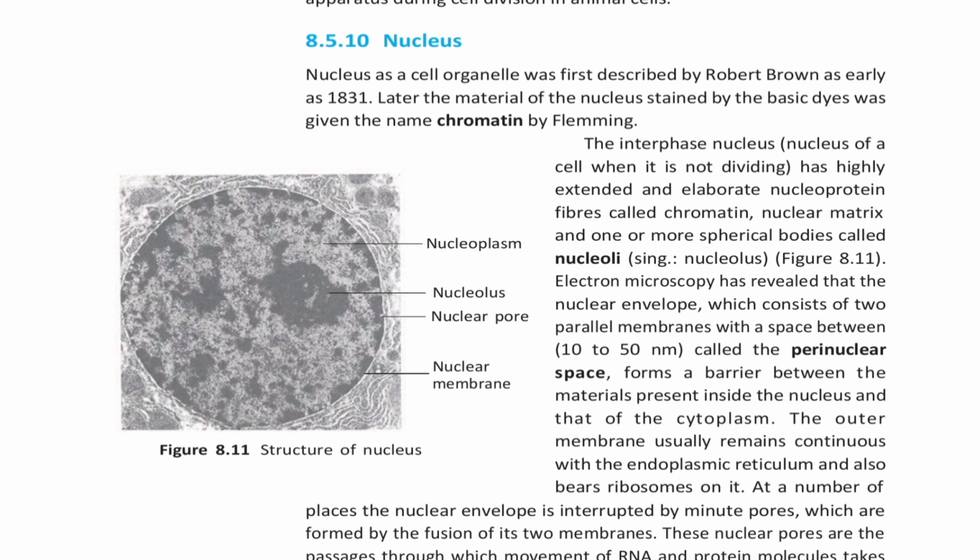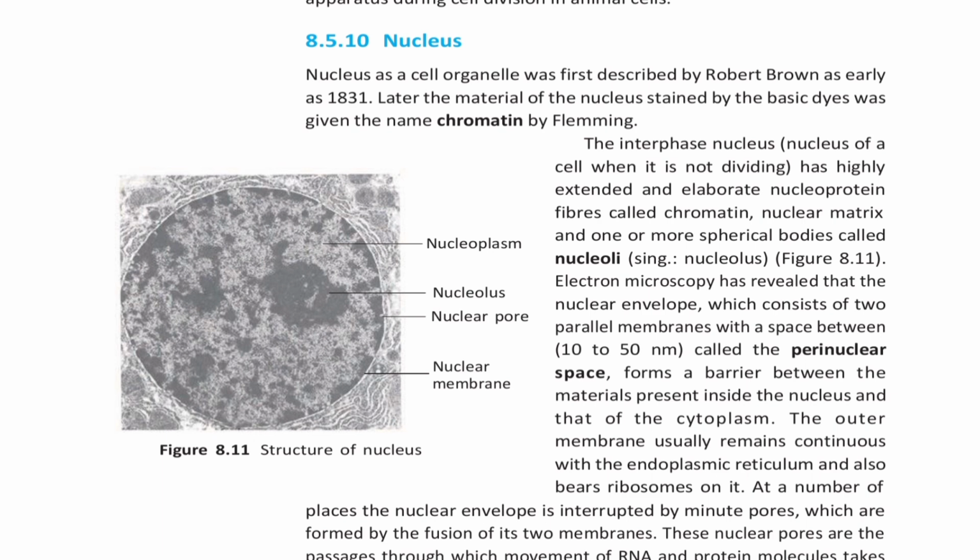8.5.10 Nucleus. Nucleus as a cell organelle was first described by Robert Brown as early as 1831. Later, the material of the nucleus stained by the basic dyes was given the name chromatin by Fleming. The interphase nucleus, that is the nucleus of a cell when it is not dividing, has highly extended and elaborate nucleoprotein fibers called chromatin, nuclear matrix and one or more spherical bodies called nucleoli. Singularly, it can be called a nucleolus.